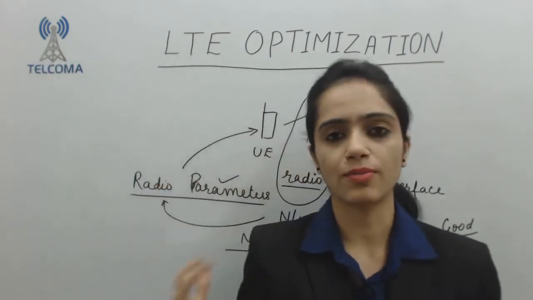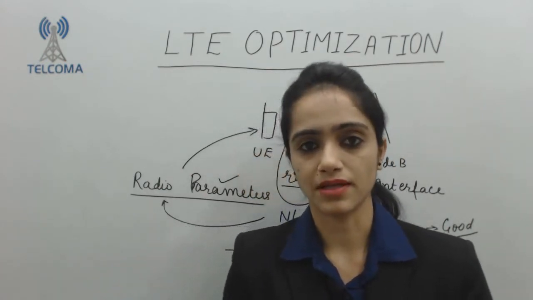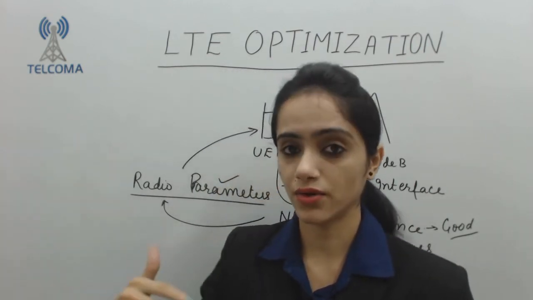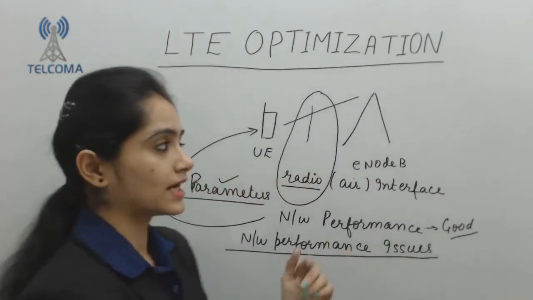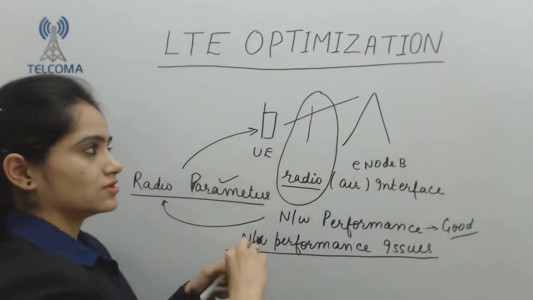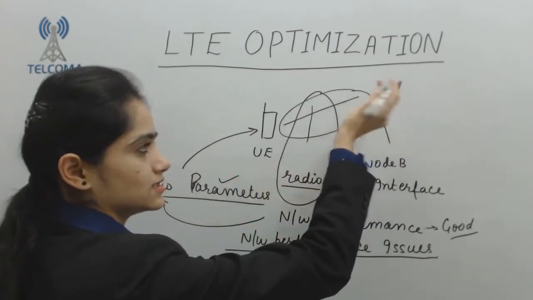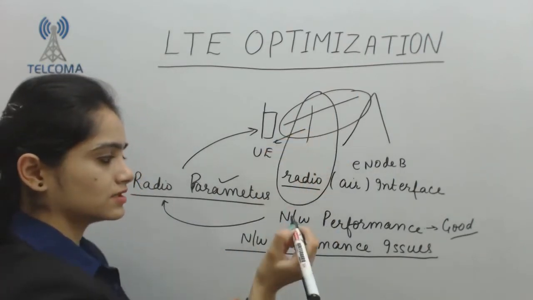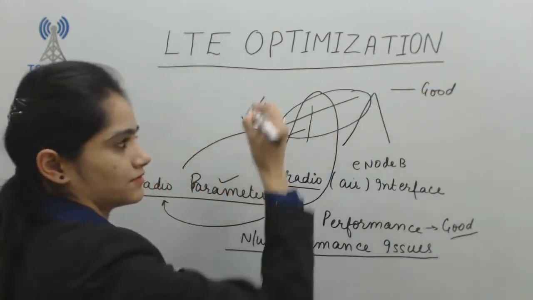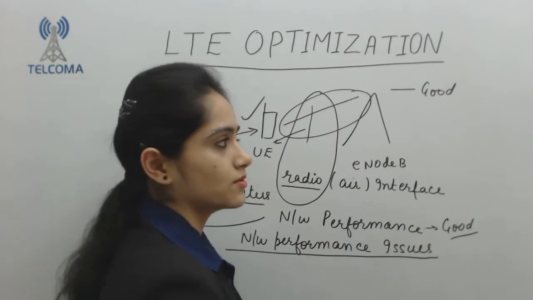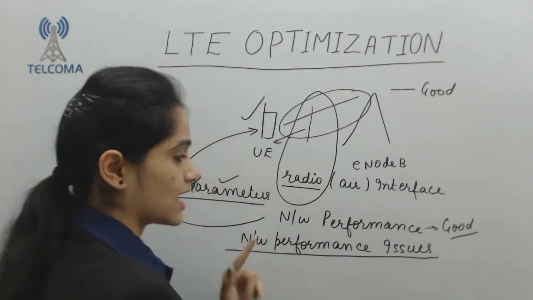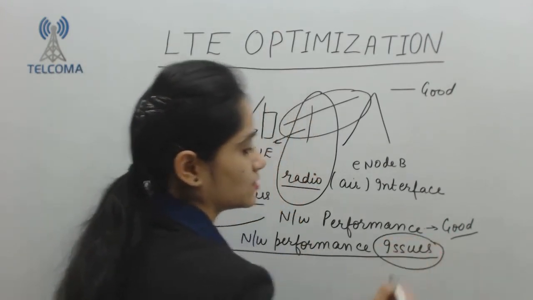Now, radio parameters. We have various radio parameters, like one is RSRP, reference signal received power. This is a parameter which is there in order to get power from the network. So we are getting power from the network, where the network is the E node B and the UE is the user equipment. That means the RSRP value is what we are getting from the network. If the RSRP value is good, I will have good coverage. If the RSRP value is not good, that means I have poor network performance.